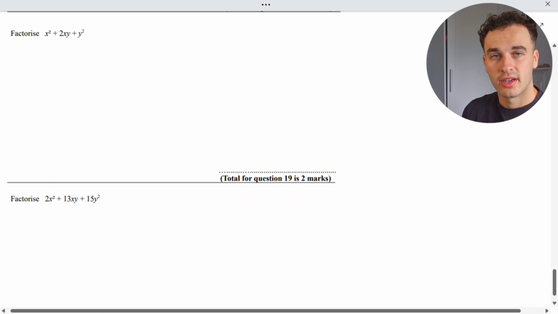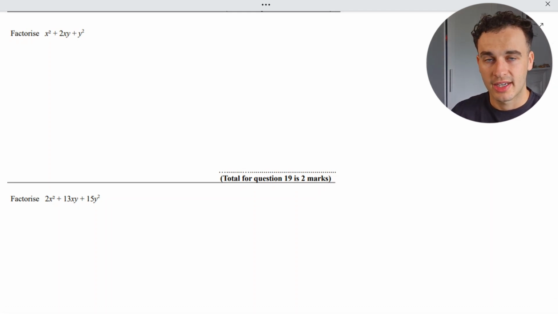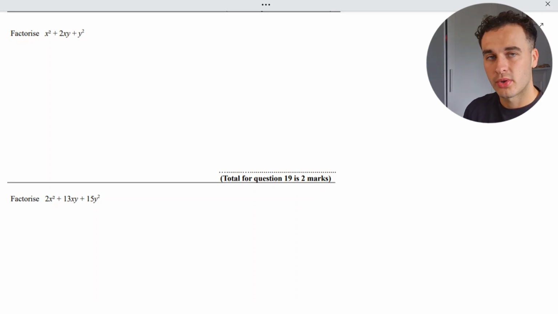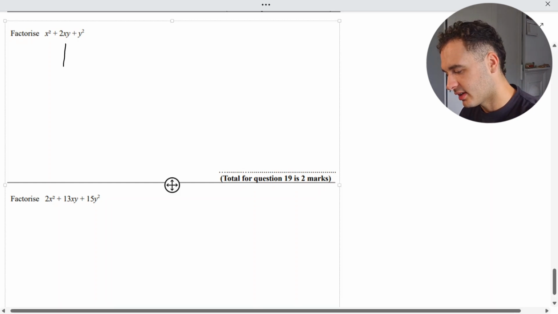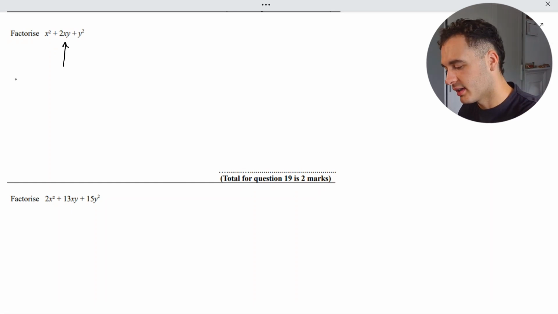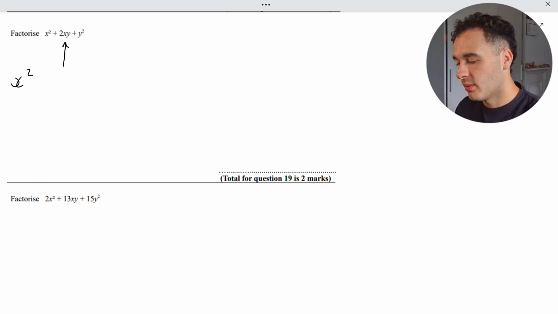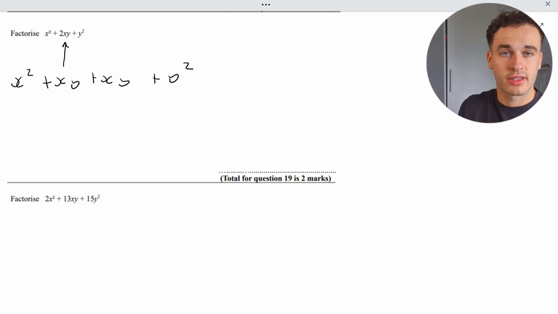Okay, so this factorising is the hardest kind of factorisation you're going to get, and it is higher only, it is nasty. There is a process though. You firstly need to split this term into two terms that will add to make that term. So we've got x squared, and what two terms add to make 2xy? Well, that would be plus xy plus xy plus y squared, because xy plus xy is 2xy.